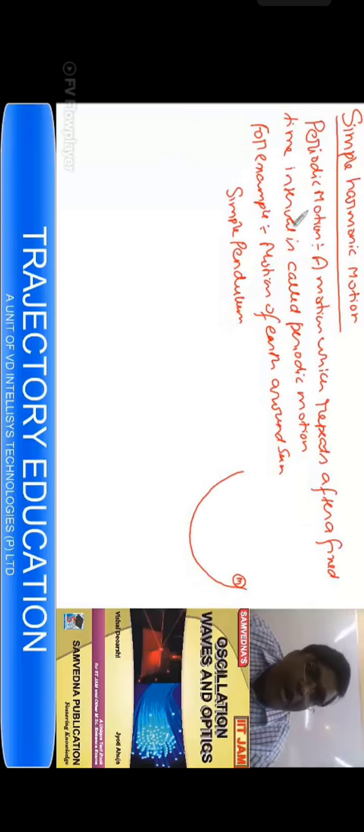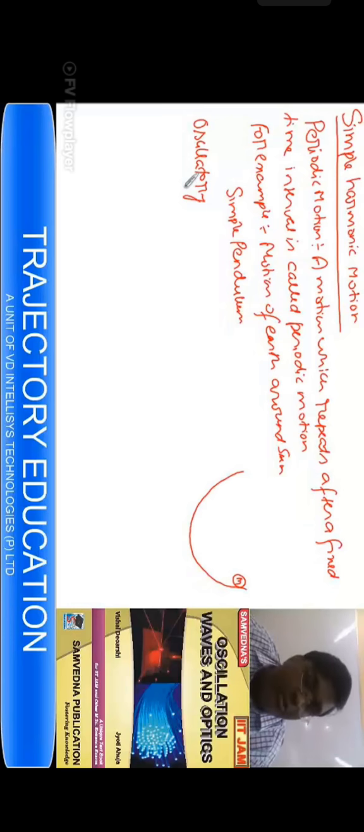Now, out of this periodic motion, when do you call the motion to be oscillatory? It's a kind of periodic motion. When do you call the motion to be oscillatory? See, a motion is said to be oscillatory if it involves to and fro. It involves retracing of the path, right?